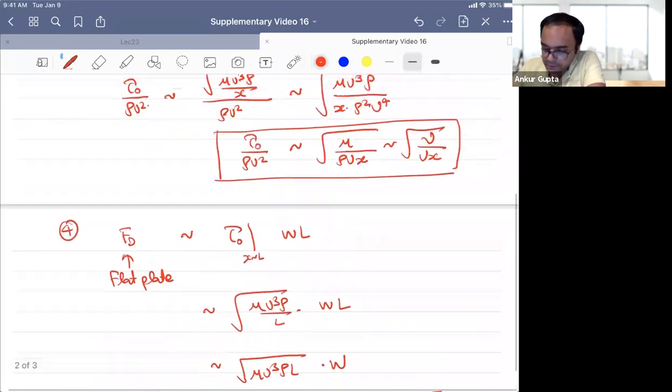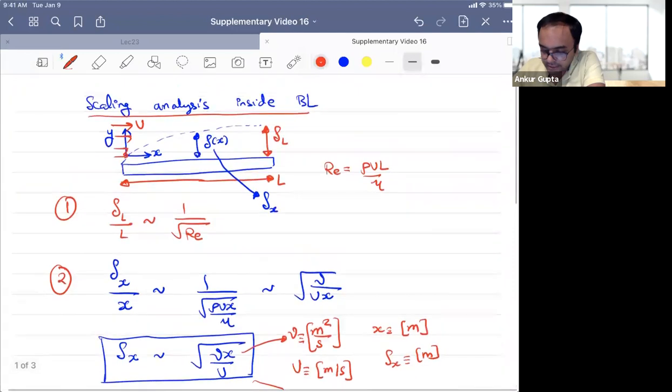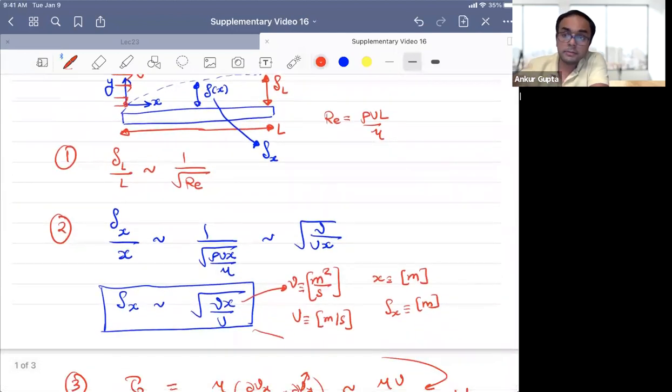So I really want to make sure that you are able to follow the scaling analysis and try this on problems, not just flat plate problems. Wherever you see any boundary layer analysis, always try to use this approach to get a sense of what kind of parametric dependence you will get. Because sometimes there are not enough techniques to solve the entire problem, but at least you can get a sense of parametric dependence in your system.